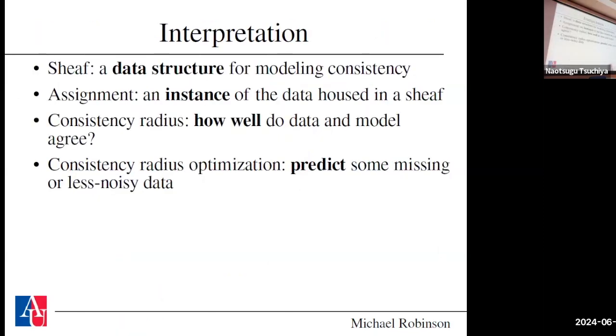And so from a standpoint of what we're doing, sheaf is a data structure for modeling consistency, assigned it as an instance of the data. And this split between always use sheaves and put all of your errors in the data is really kind of practically important. Consistency radius aggregates these residuals, tells you how well the data and model fit together, and then you can optimize on that consistency radius to run all manner of predictions. Questions before we do hand over to some more computational work?